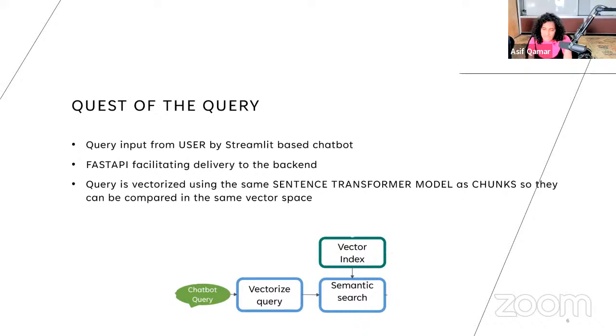And then this is talking about the front end. We have a Streamlit chatbot, and we backed it up with FastAPI. And again, we use similar functions to vectorize the query.